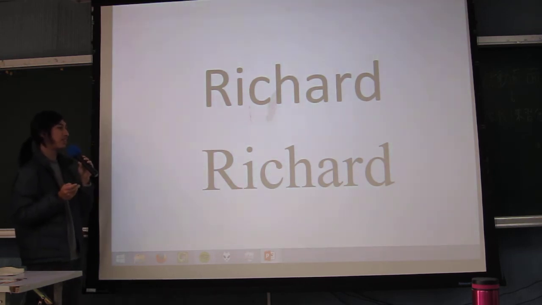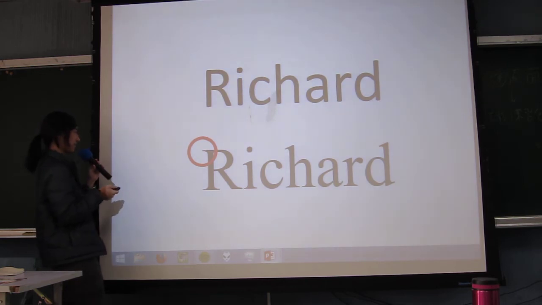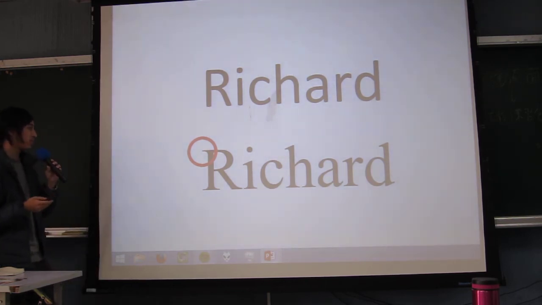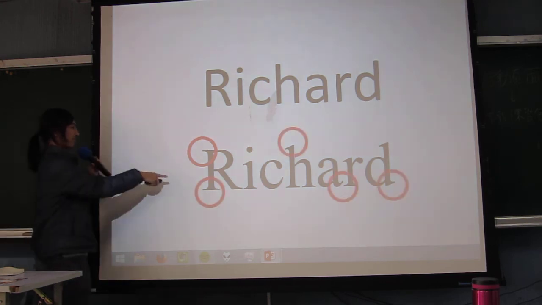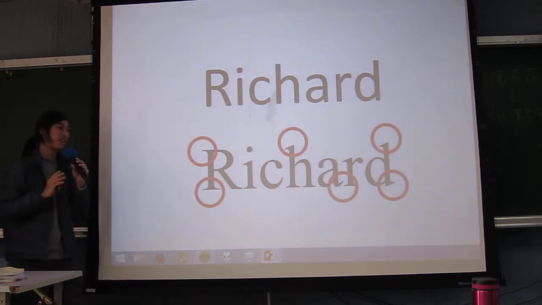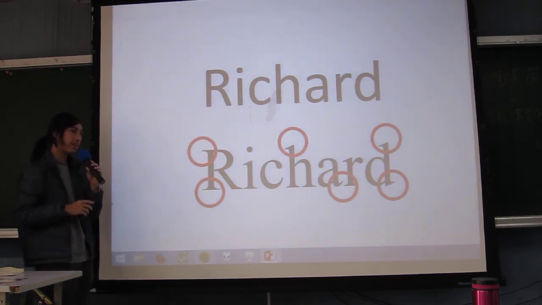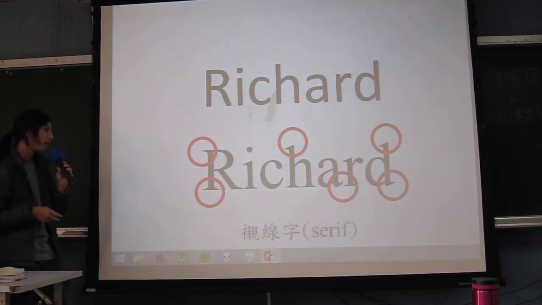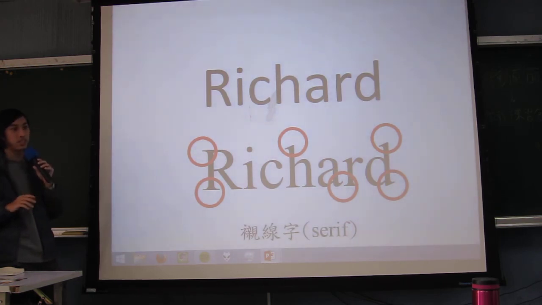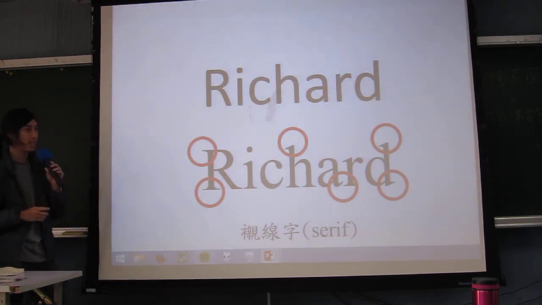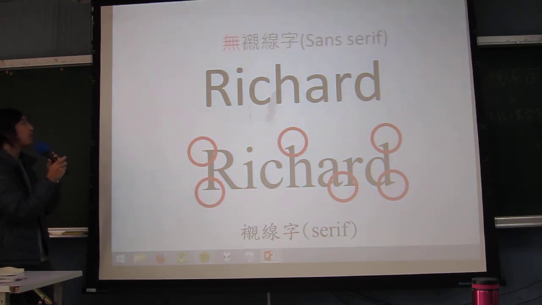You may notice that there are some decorations here. And if you look closer, you may find that here, there, there are all these decorations. We call this kind of font serif, that means 衬线字. This kind of decoration, we call it 衬线. In contrast, the upper part, we call sans serif.